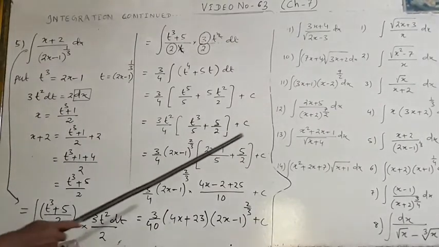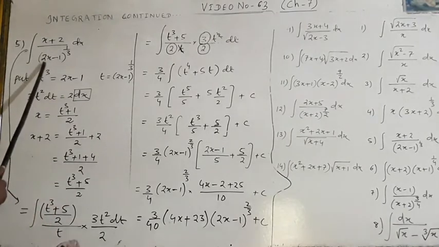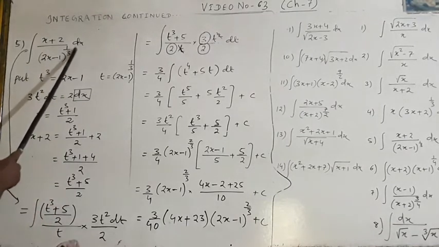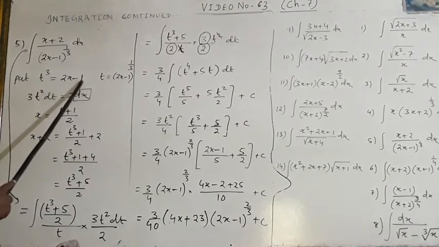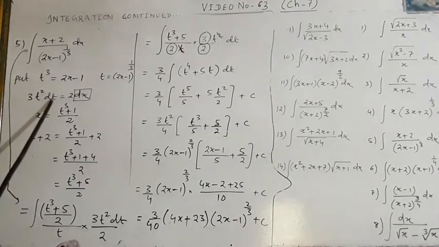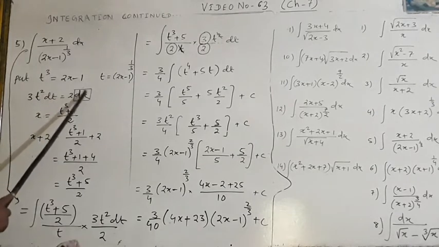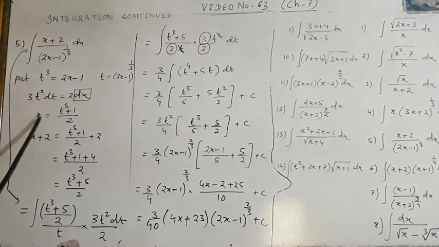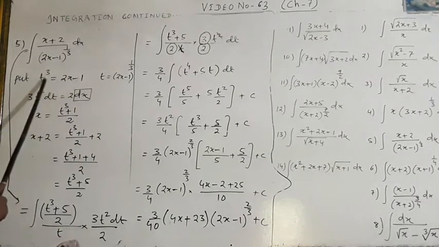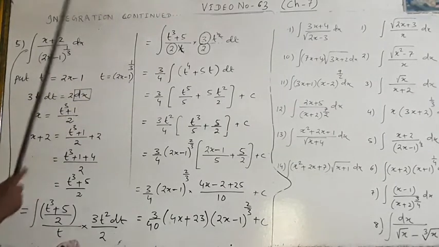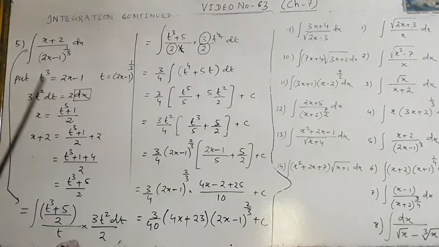Now look at number 5. It is (x plus 2) by (2x minus 1) to the power 1 by 3. Put t^3 is equal to 2x minus 1. Then 3t^2 dt is 2 dx, and x is (t^3 plus 1) by 2. And in place of t, you can write (2x minus 1) to the power 1 by 3.